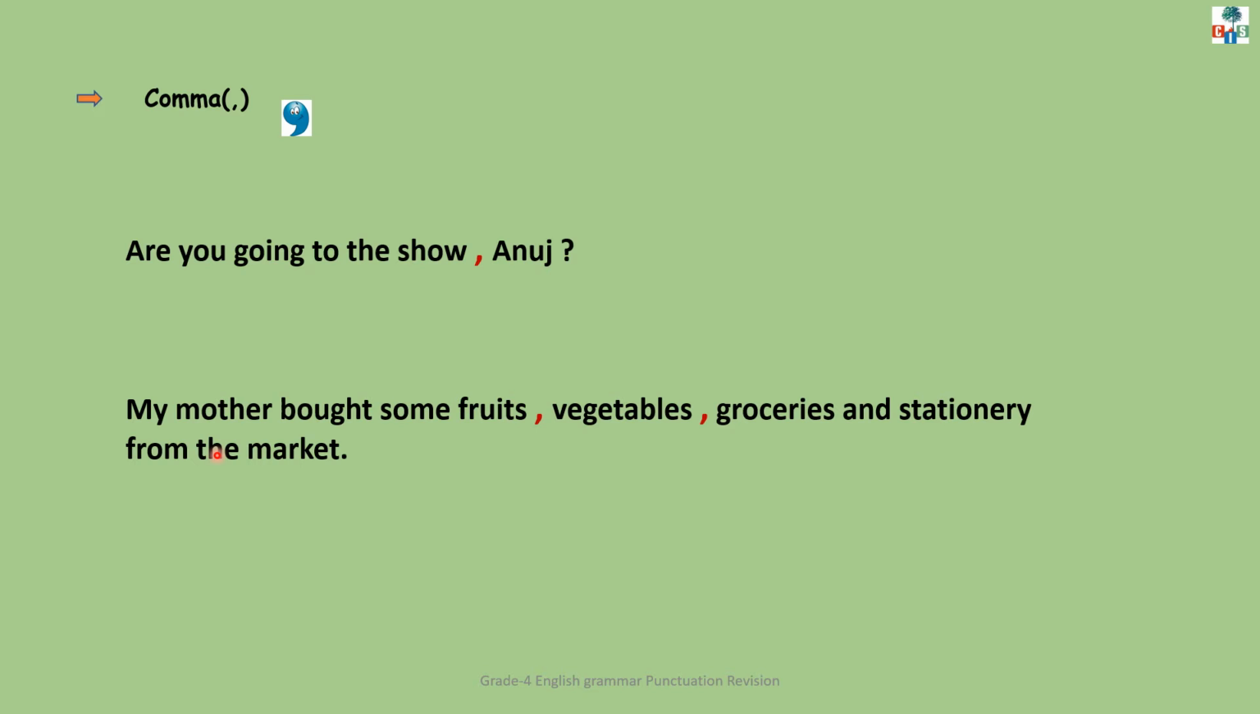Second example, children, when you want to separate a series of words in a list, at that time you can use this punctuation mark, comma. For example, my mother bought some fruits, vegetables, groceries and stationery from the market. Here I have used a series of words: fruits, vegetables, groceries. So I used a comma to separate them. Now there are other uses for the comma also, but that we will learn later, children.